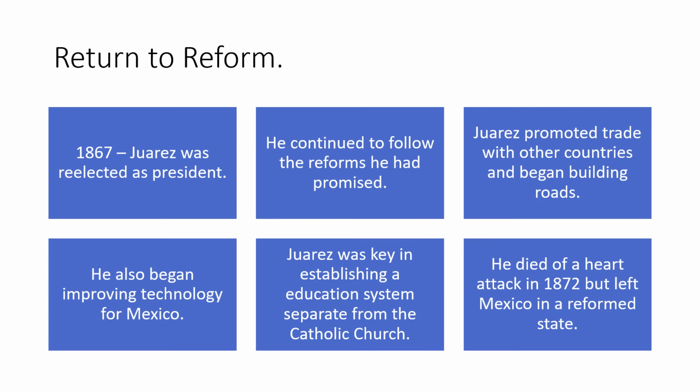Now return to reform. In 1867, Juarez was re-elected as president after being reinstated after the French were there. He continued to follow his reforms as he had promised, and some of those things are promoting trade with other countries and building roads. He also began improving technology for Mexico. And Juarez was very key in establishing an education system that was separate from the Catholic Church. Unfortunately, he died of a heart attack in 1872, but he left Mexico in a reformed state, in a better state.